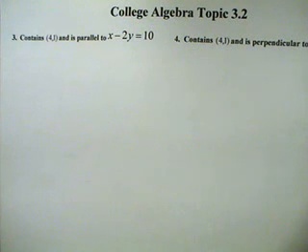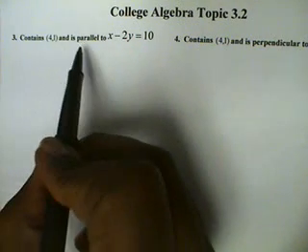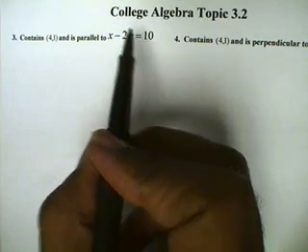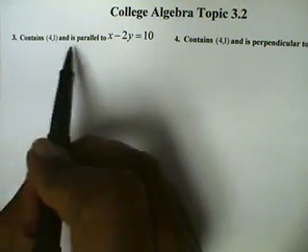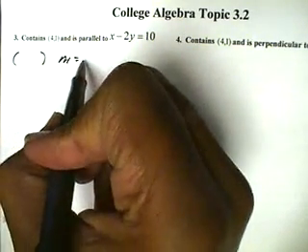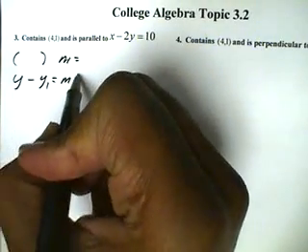College Algebra, Topic 3.2. We want to find a line that contains the point (4, 1) and is parallel to x minus 2y equals 10. Okay, now to find the equations of lines, we need a point and a slope, and we need to put them into the point-slope formula.